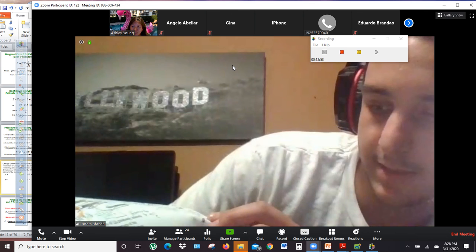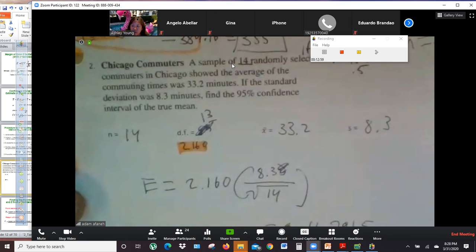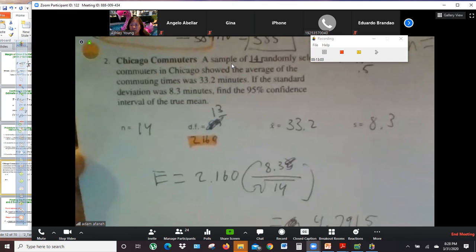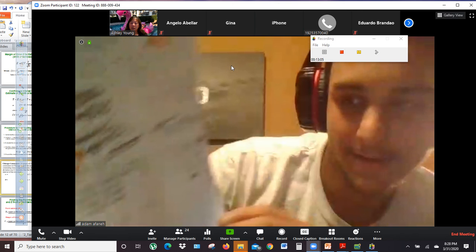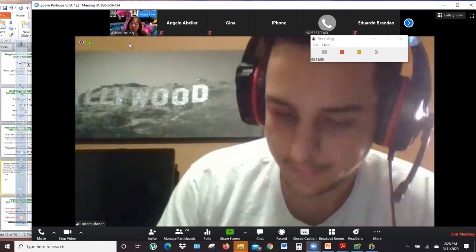And the S is 8.3. Great. Hold that still for just a minute so people can take a look at it. If they can't read it, I'll be happy to say it again. Perfect. And then he did, see how he found his critical value? He looked it up on the table.